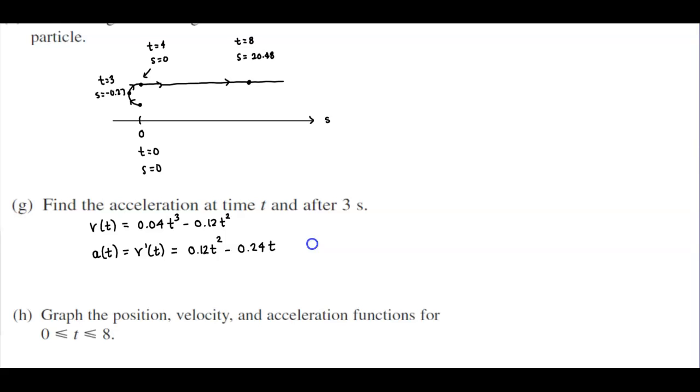And so now what we want to do is find the acceleration after 3 seconds. We want to find out what is a of 3. So we're going to plug in 3 for t into the acceleration function. So we have 0.12 times 3 squared minus 0.24 times 3. When we multiply that out, we get 0.36, and acceleration is in the units of feet per second squared.